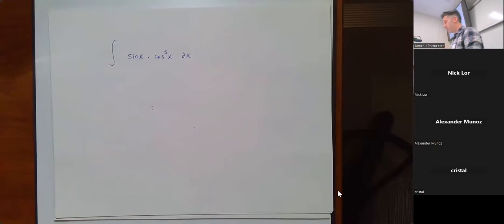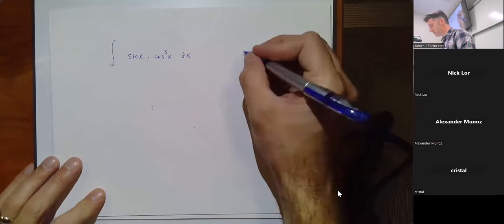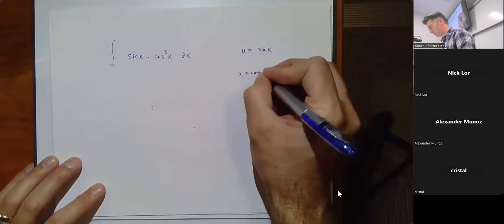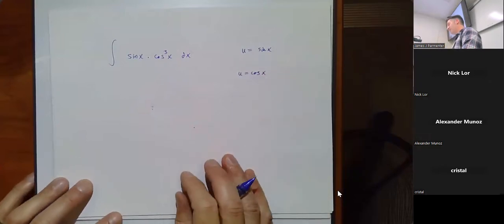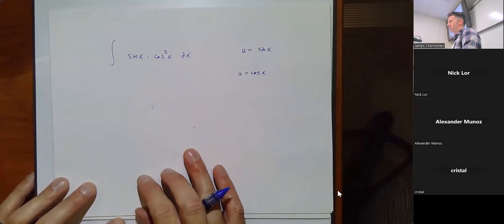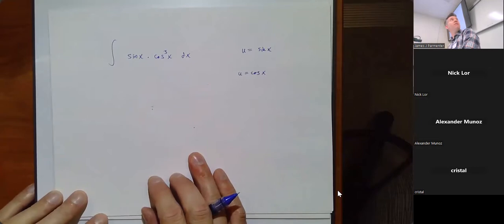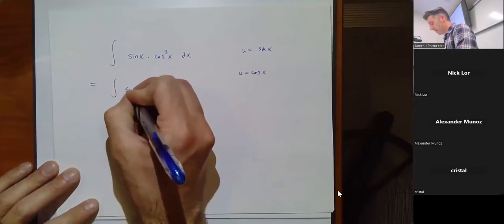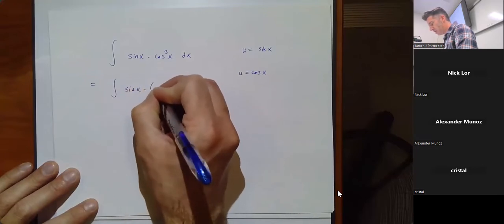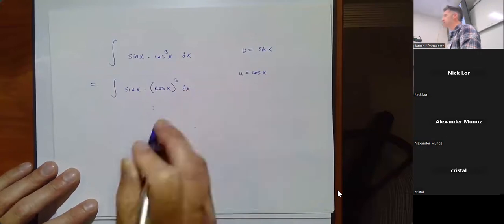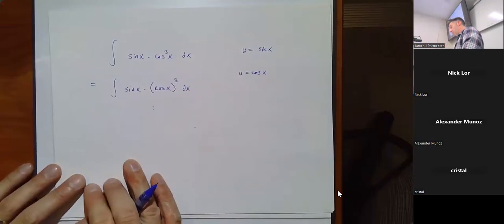So let me ask you all. Of these two things, u equal to sine of x potentially, or u equal to cosine of x potentially, which of these is stuck inside some other function? Sine or cosine? Cosine. What is happening to cosine? It's being cubed. So it might be helpful to rewrite this as sine of x times cosine of x quantity cubed dx.